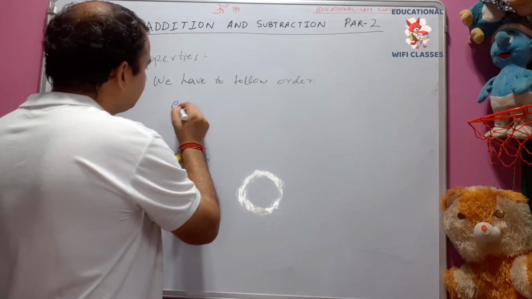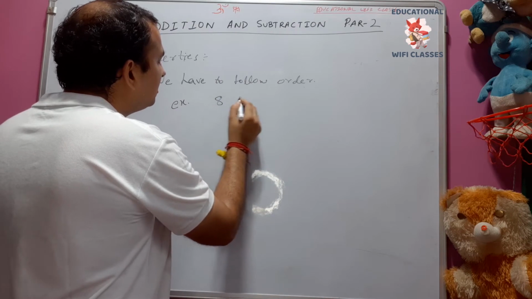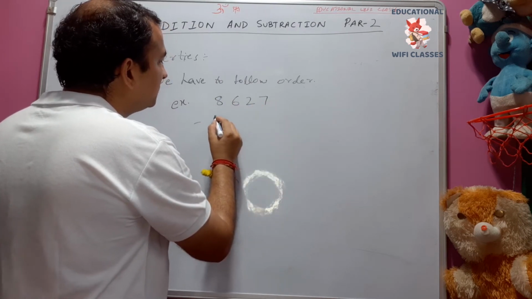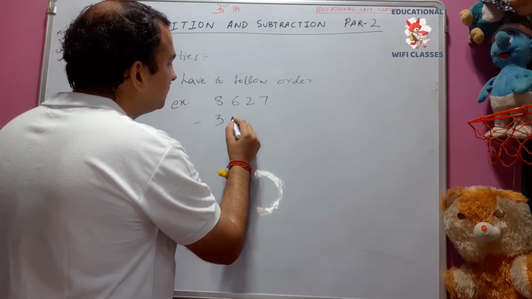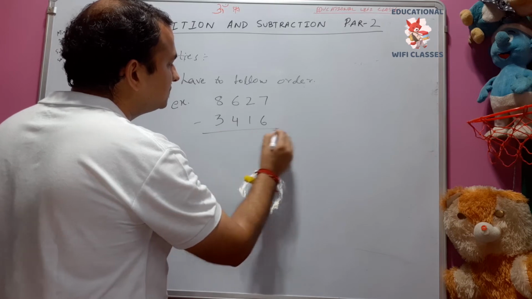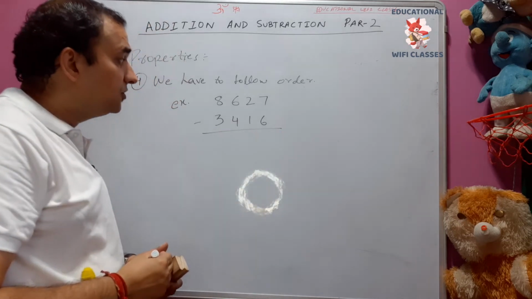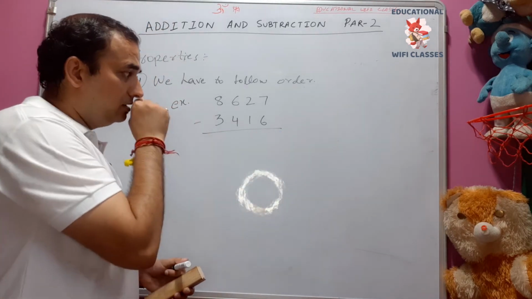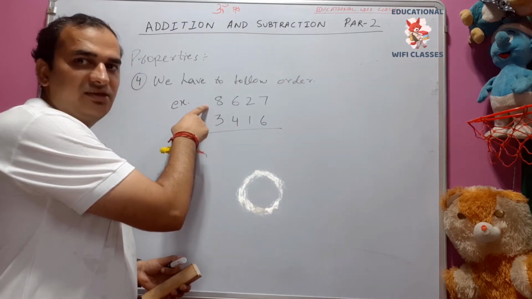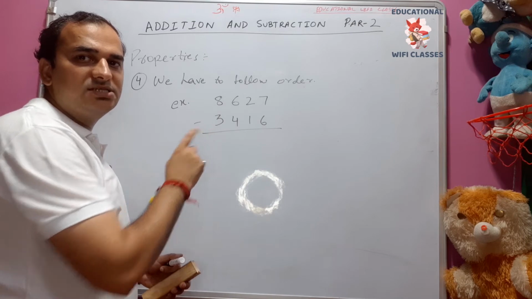Example, 8627 minus 3416. So when you are going to subtract, you have to follow an order. That means the subtrahend will be subtracted from the minuend. We cannot subtract the minuend from a subtrahend.